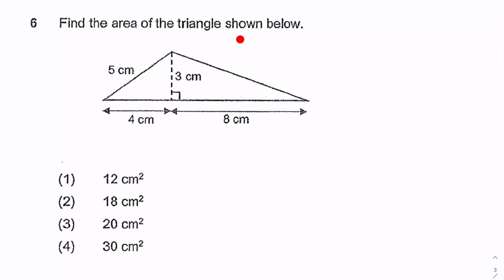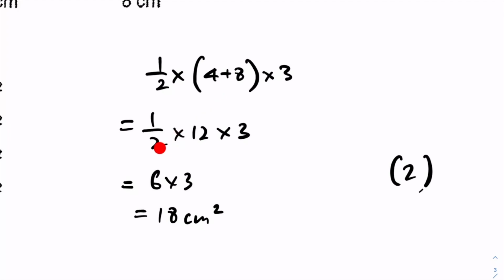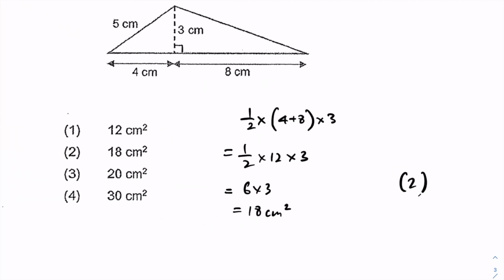Find the area of the triangle, which means I have a 90-degree angle right here. This will be the perpendicular height, and the base will be 4 plus 8. So let's do that. So half times base, 4 plus 8, times the height of 3. So what you can do from here is to say, alright, this is half times 12. Half of 12 is super easy, that's 6. 6 times 3 is therefore 18 square centimeters.